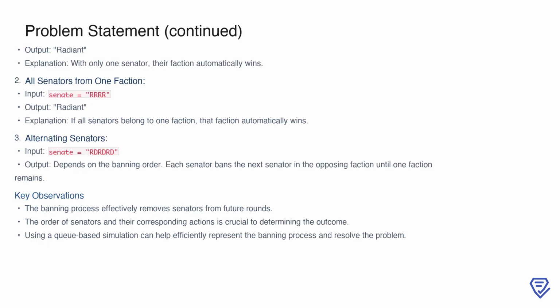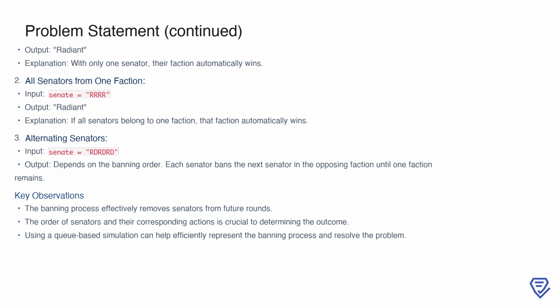Finally, let's look at some edge cases. If the input string contains only one senator, for example Senate equals R, the single senator's faction automatically wins, and the output would be Radiant. Similarly, if all senators belong to one faction, such as Senate equals RRRR, that faction will win since there are no opposing senators to challenge them.